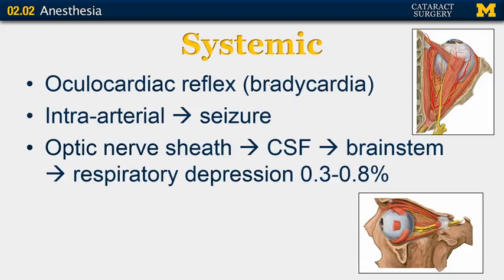and ptosis. Systemic side effects include the oculocardiac reflex. When the globe is compressed or the extraocular muscles are manipulated, it can cause significant reduction in heart rate, or bradycardia. If the anesthetic is injected intraarterially, it can lead to a seizure, or within the optic nerve sheath, and it can extend to the brainstem, causing severe respiratory depression.